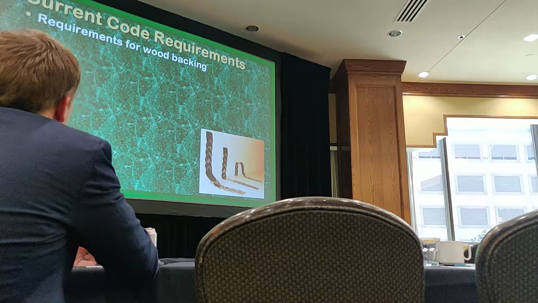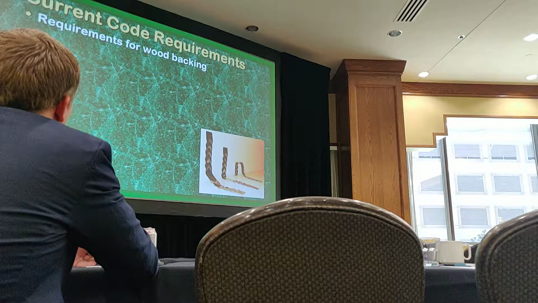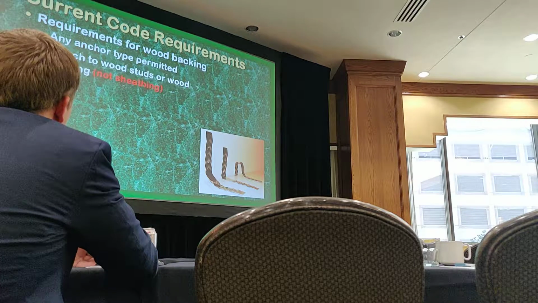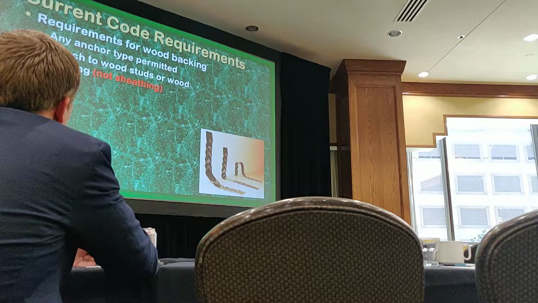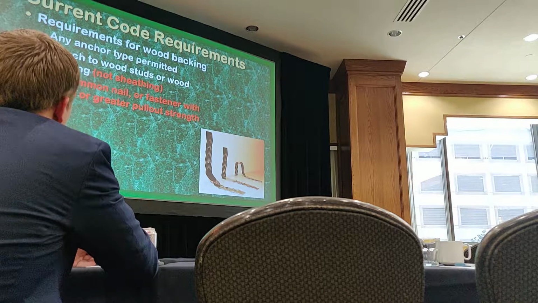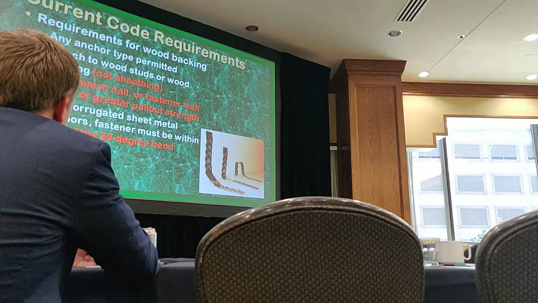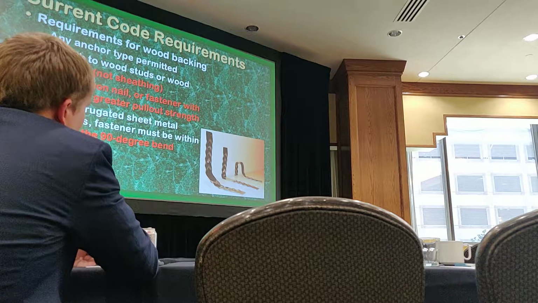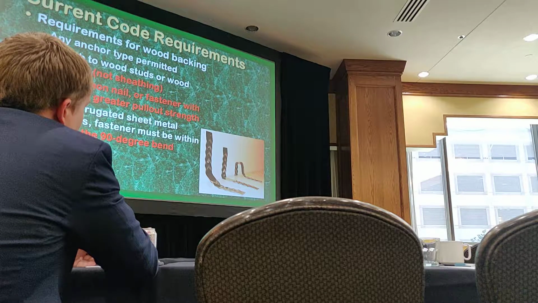So next we're actually attaching to the backing, and it really depends on what type of backing you're using for these requirements. We're going to start with wood. Any anchor type is permitted. So corrugated sheet metal anchors, regular bent sheet metal anchors, adjustable ties, wire ties, all allowed with wood backing. It's attached directly to the studs with an 8-penny nail, not the sheathing, or something with equal or greater pull-out strength. You can install screws if they exceed the pull-out capacity of an 8-penny common nail.